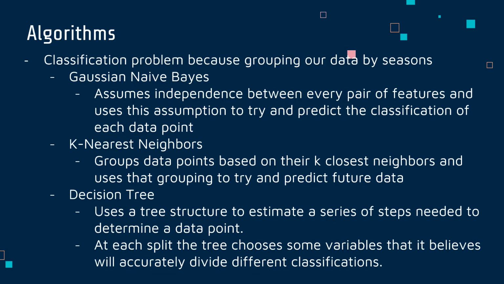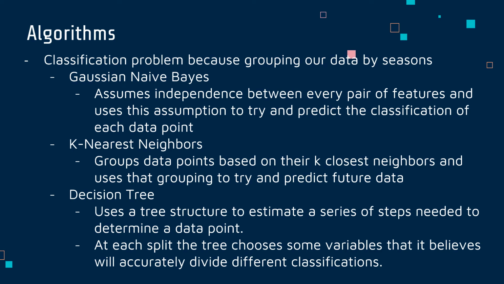So since our data is grouped by season, we knew we needed to use classification algorithms to solve this problem, and these are the three classification algorithms we chose. First was Gaussian naive Bayes, which assumes independence between every pair of features and uses this assumption to try and predict the classification of each data point.